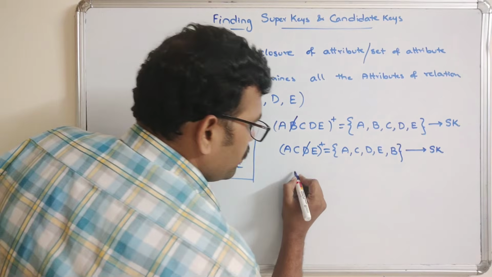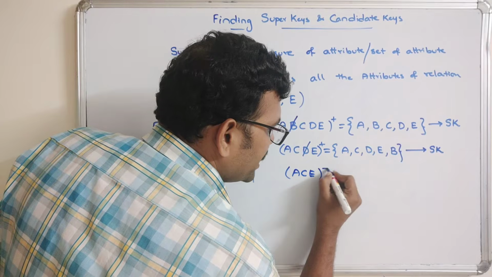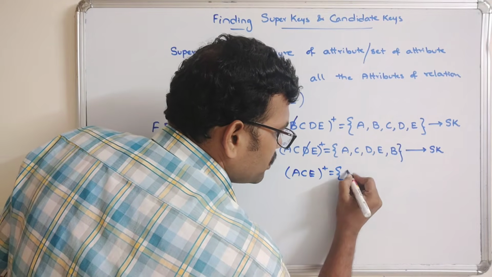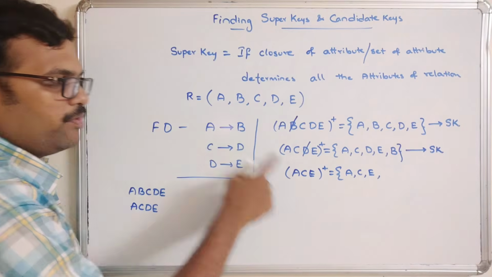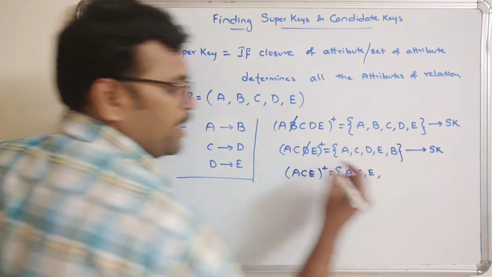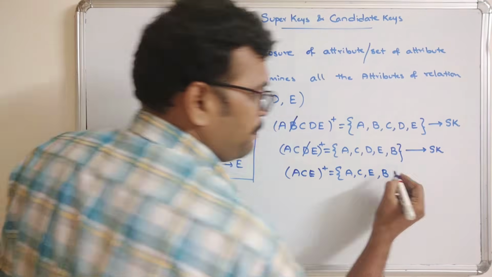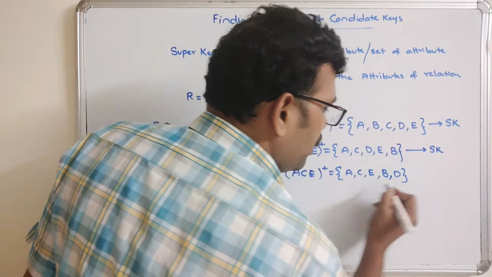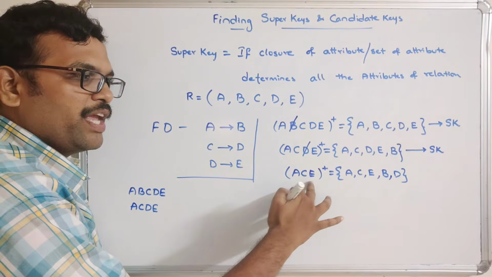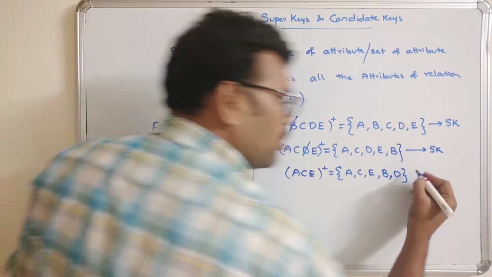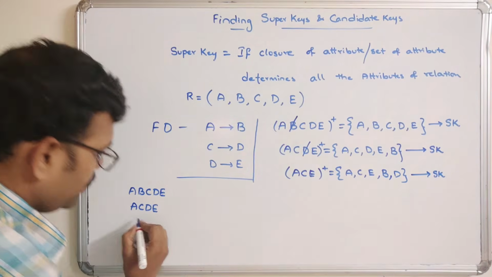So A, C, E. Find the closure of A, C, E. The self attributes are A, C, E. If you know A, we can get B from the first functional dependency. And if you know C, we can get D from the second functional dependency. So you can observe here all the 5 attributes are there. By using ACE we can get all the 5 attributes, so obviously this is also a super key.